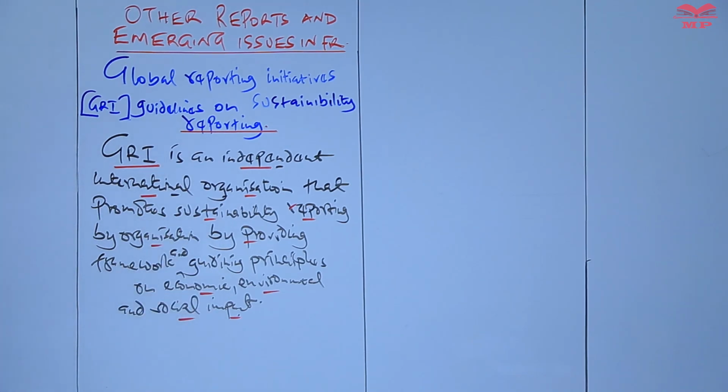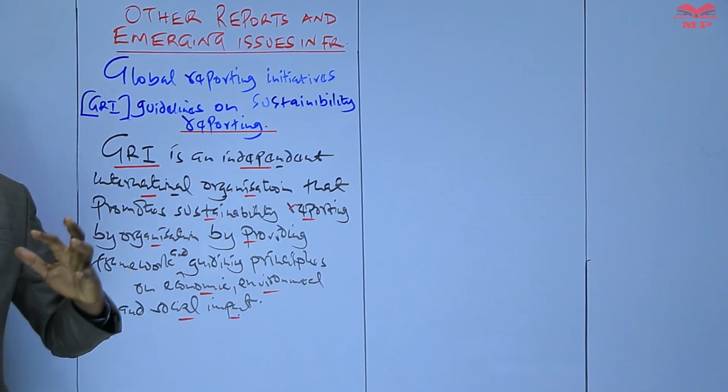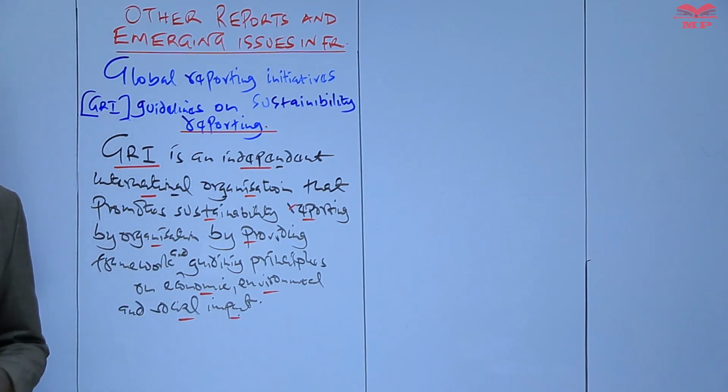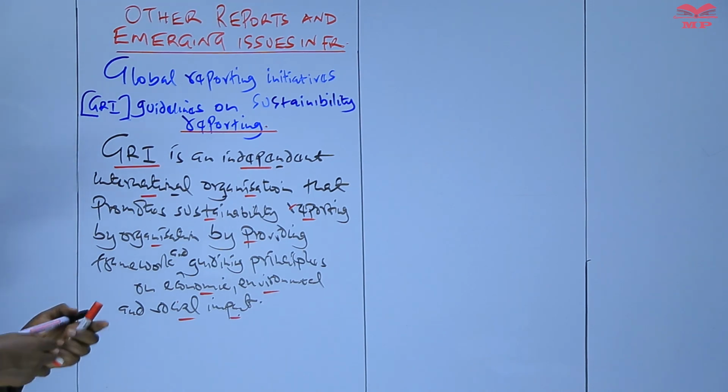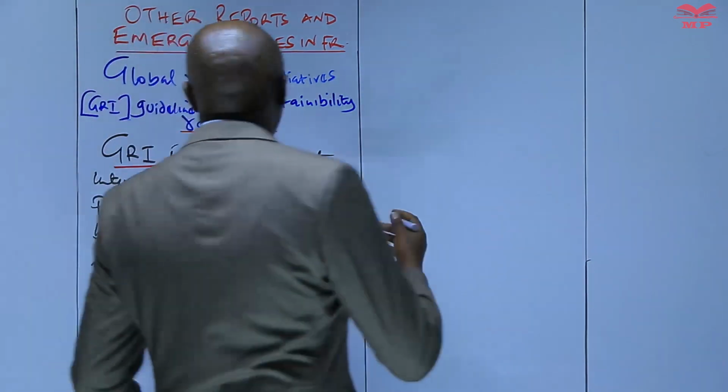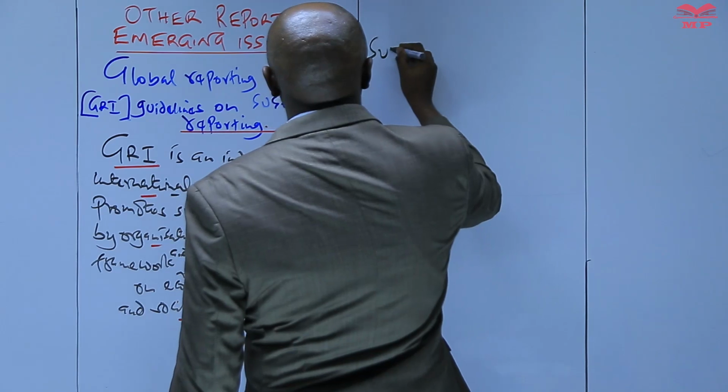Now in this case, what is sustainability reporting? Sustainability reporting, you have said, is a form of reporting which aims to provide the stakeholders with comprehensive information. It is a reporting which provides the stakeholders with comprehensive information about the organization's economic, environmental, and also the social performance.